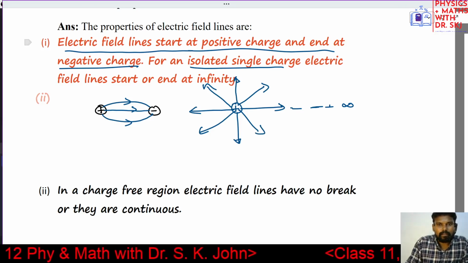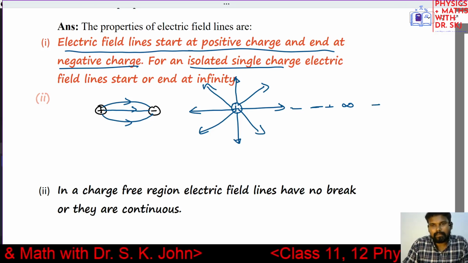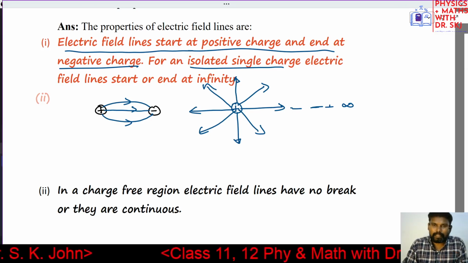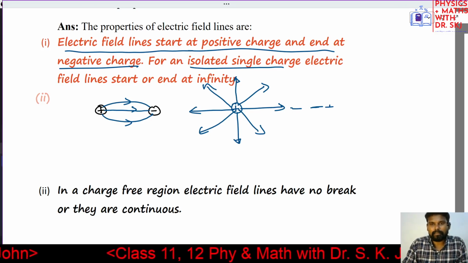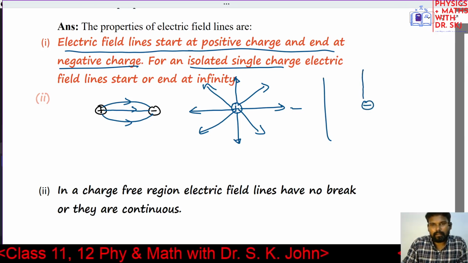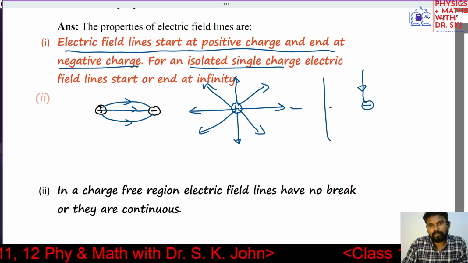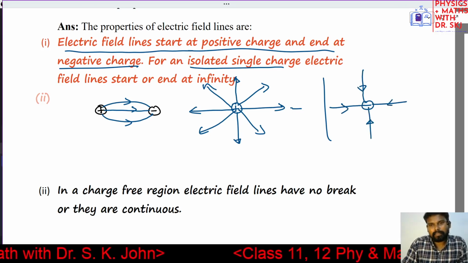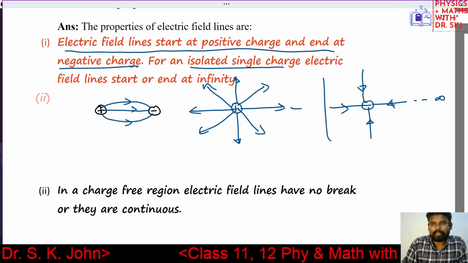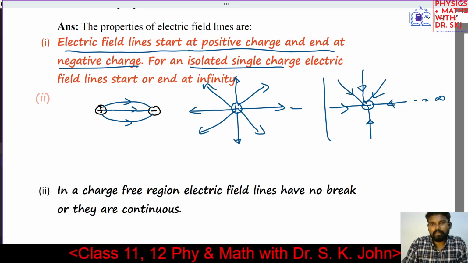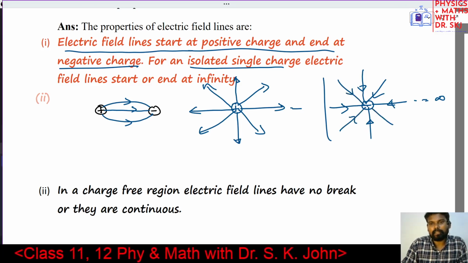If it is a negative charge, what will happen? If it is an isolated negative charge, I mean a separate negative charge, what will happen? The field will come to the charge. The field will start at infinity and end at this charge, right?